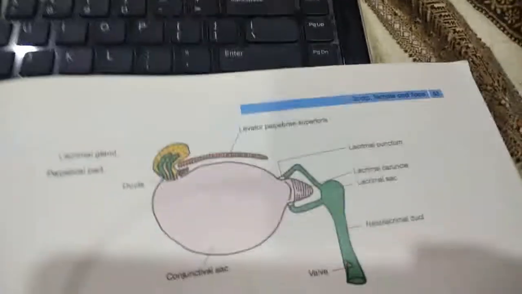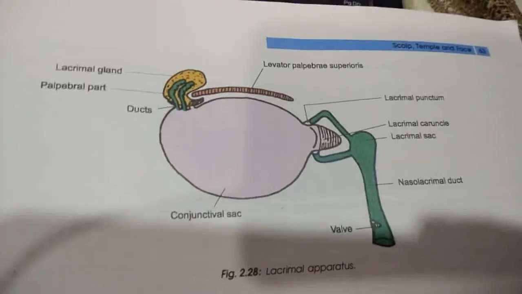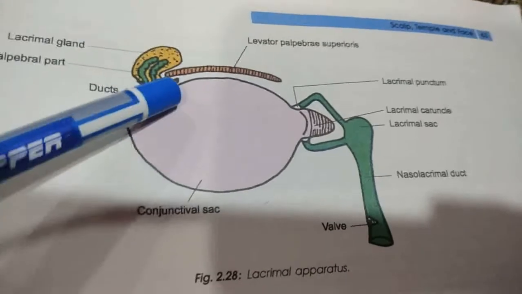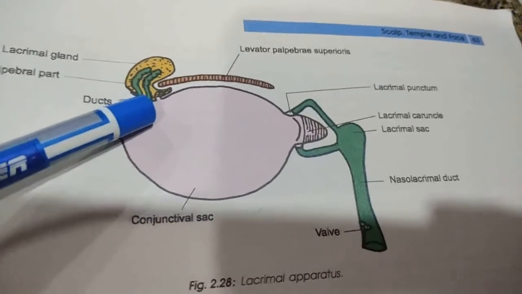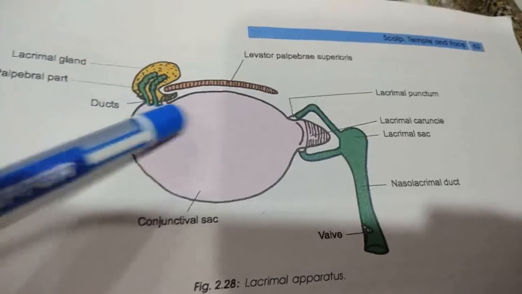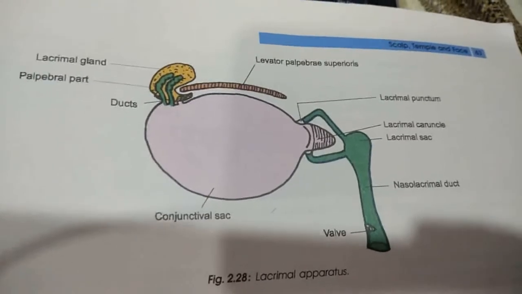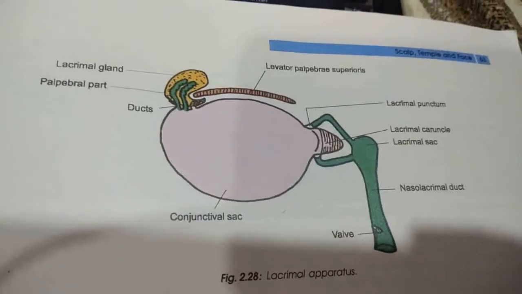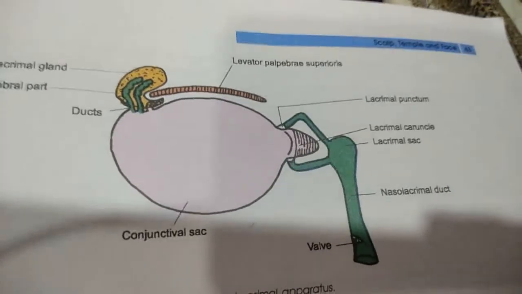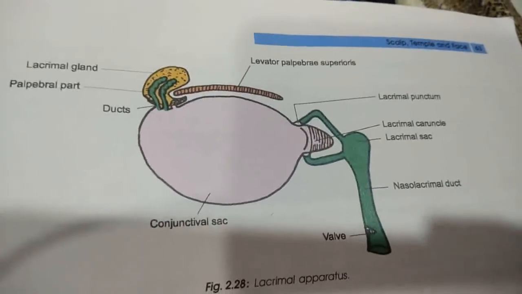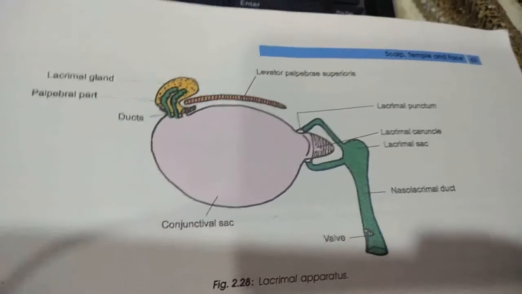Most of the ducts of the orbital part pass through the palpebral part, means through the eyelid. Most of the ducts come out through the palpebral part. So removal of the latter is functionally equal to the removal of the entire gland.